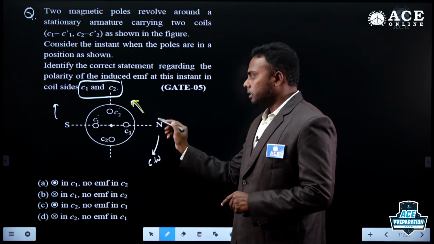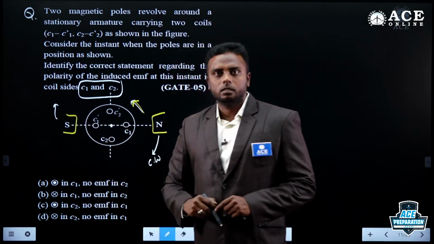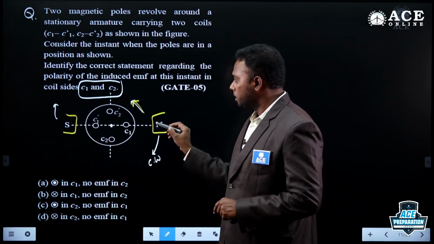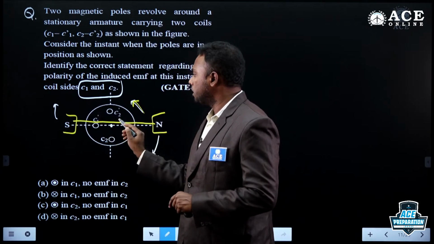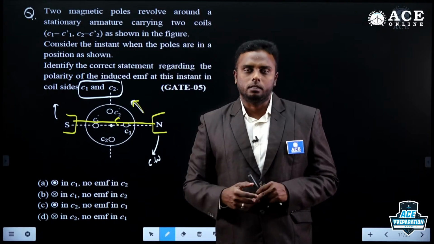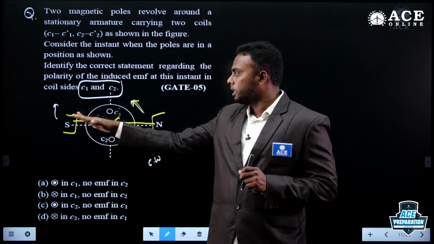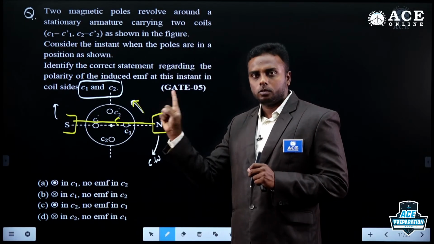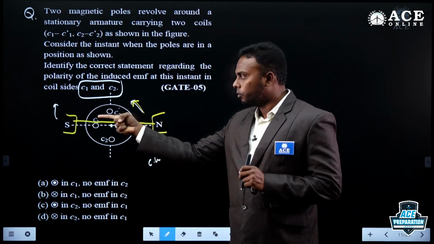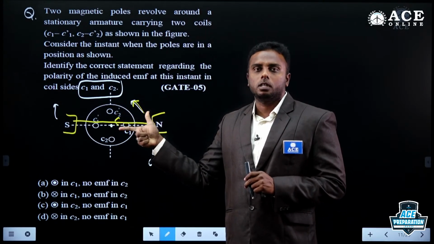This is the north pole and here the south pole. What is the field direction? North to south. Flux lines will go from north pole to south pole. So this is our field direction. So the forefinger indicates flux direction. Now the thumb indicates motion of conductor.